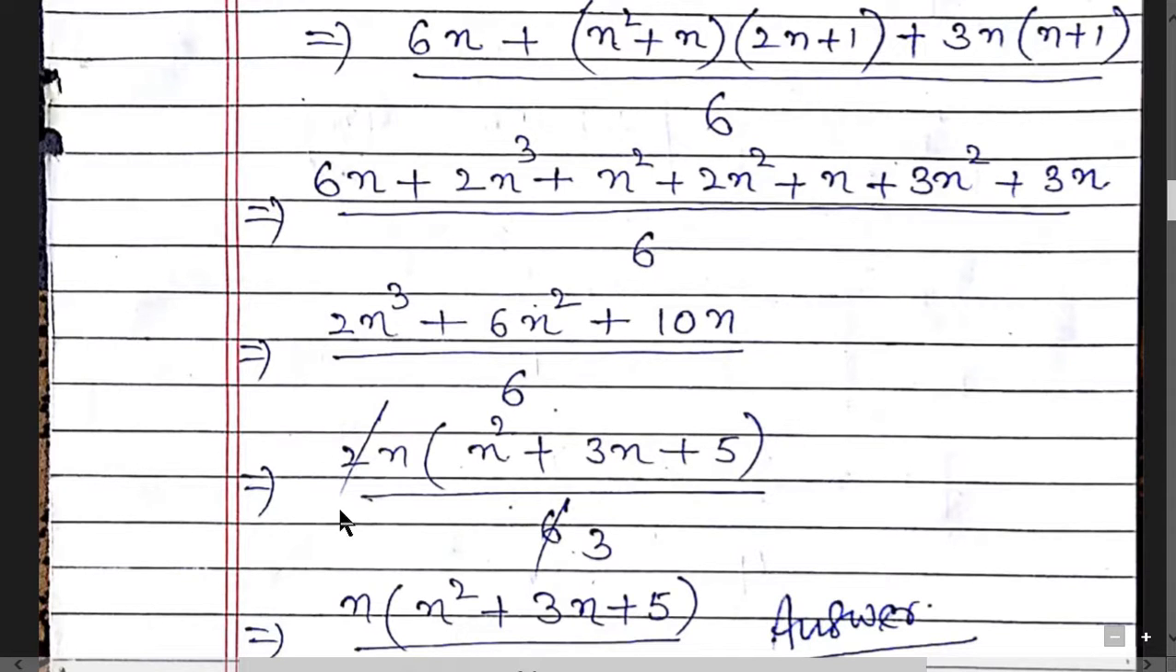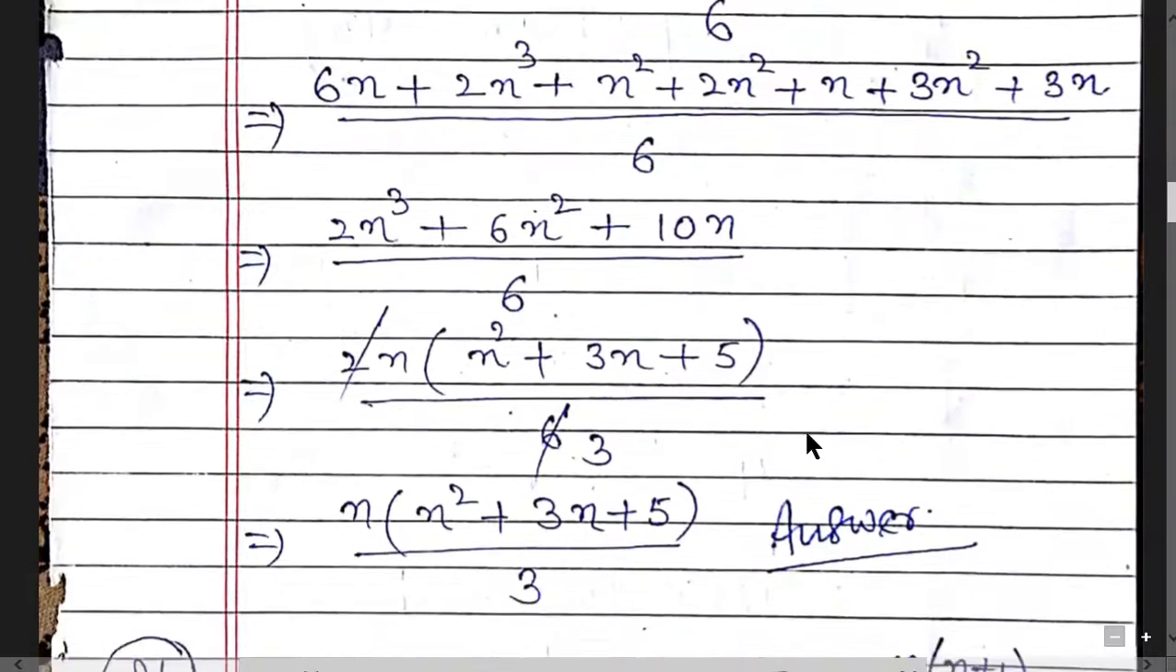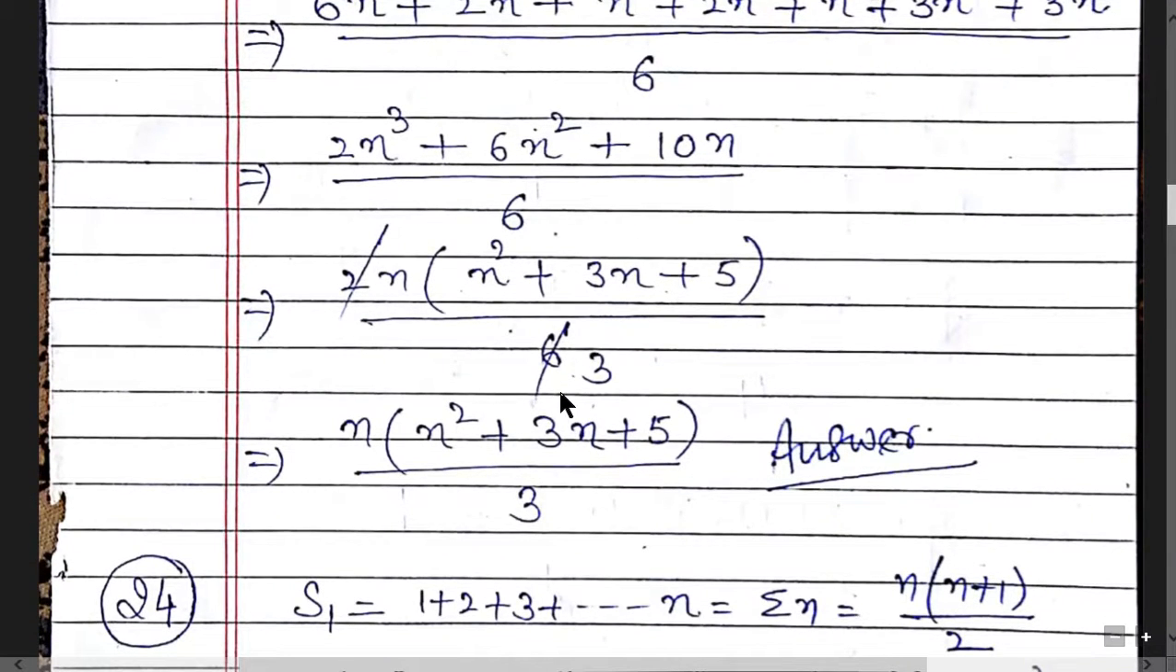Now take 2n common and inside you can write n square plus 3n plus 5. The 2 can be cancelled by the denominator term, it's 3. Easily you obtain the answer because this term is not factorized. It means you can write it as it is, n square plus 3n plus 5, into n divided by 3.